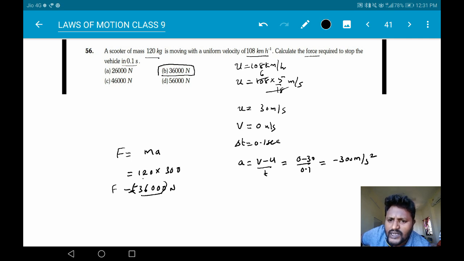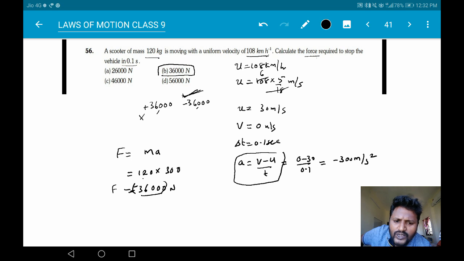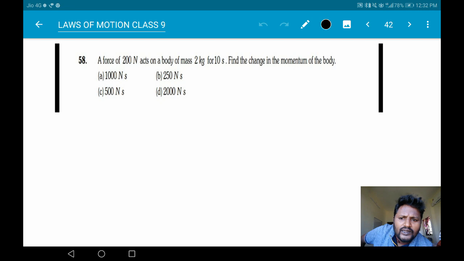If the options contain both 36,000 and 36,000, one positive and another negative, which is appropriate in this case? The negative sign is appropriate, not the positive sign, because the body comes to rest, its speed is decreasing. If the speed is decreasing, the body is moving with negative acceleration. The force represents a retarding force. Okay now. Right, next one.